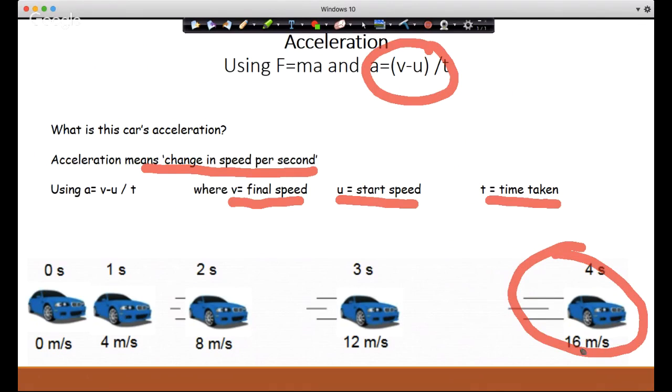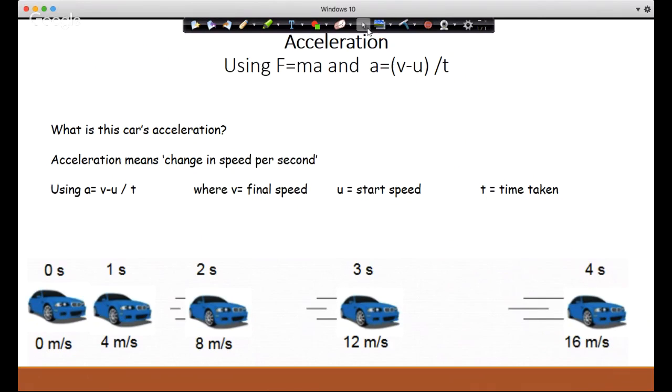So it's moving at 16 meters per second. It's been going for 4 seconds. So we can just plug those into the equation. The starting speed will be over here at 0. It starts off at 0 meters per second. So you plug those into the equation, and that's going to tell us our acceleration. So it's going to be 4 meters per second squared.